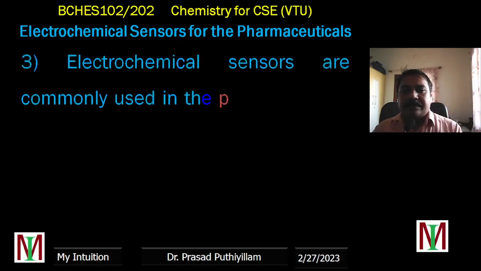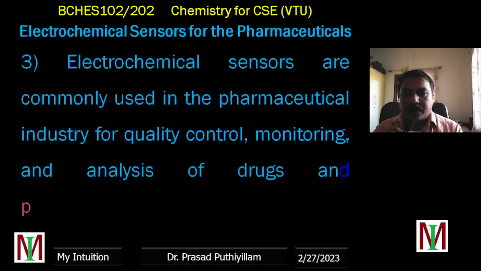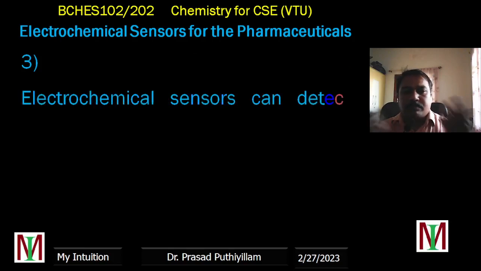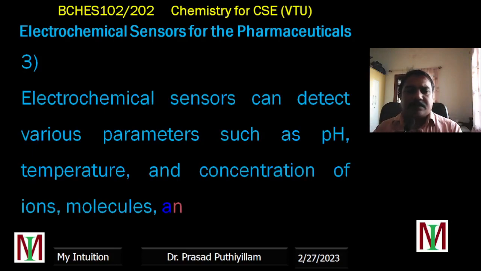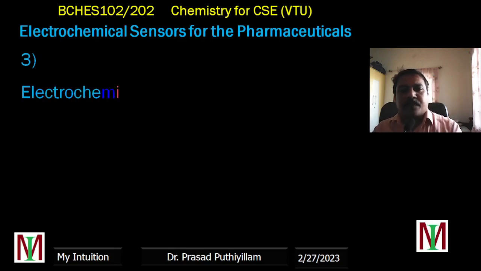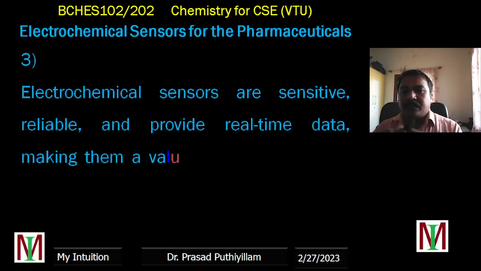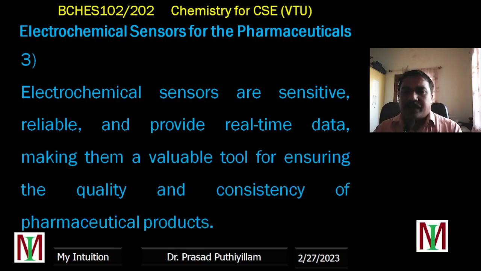Electrochemical sensors are commonly used in the pharmaceutical industry for quality control, monitoring, and analysis of drugs and pharmaceuticals. They can detect various parameters such as the pH of the solution, temperature, concentration of ions, the presence of different molecules, and the presence of different gases. Electrochemical sensors are sensitive, very reliable, and provide real-time data. Within seconds we'll get the result, and if any changes are happening, that also it will show.